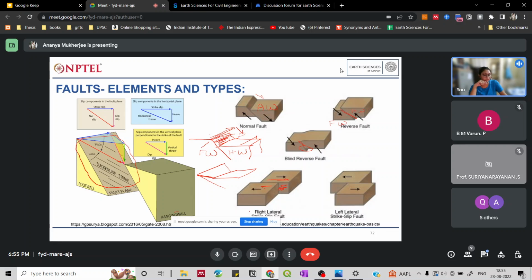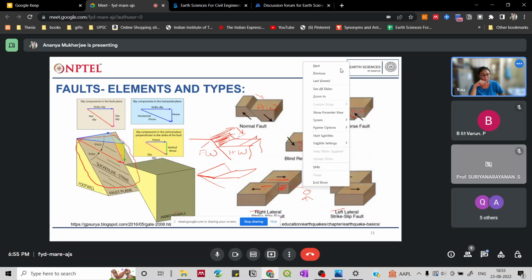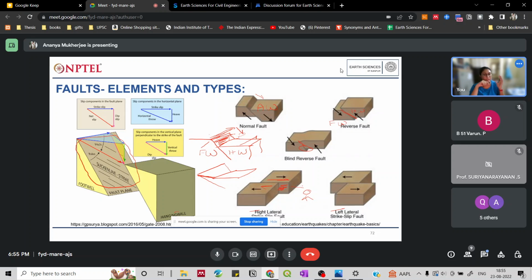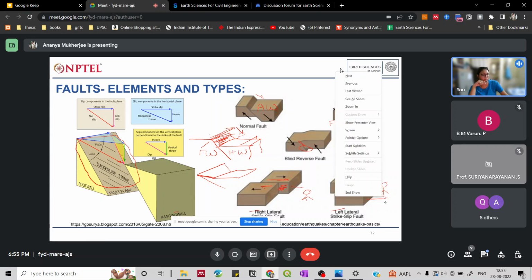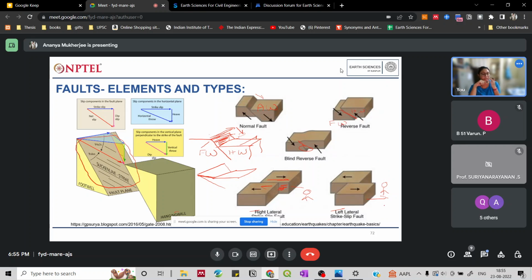Now when do we call it a right lateral, when do we call it a left lateral? Suppose you are the observer here, and you see that the right hand block of the rock is coming towards you after deformation. It is coming towards you, the right hand side, so it's a right lateral strike slip fault. And suppose you are standing here, and the left block is moving towards you, then it's a left lateral strike slip fault. Why strike slip? Because the movement is along the strike of the fault plane.